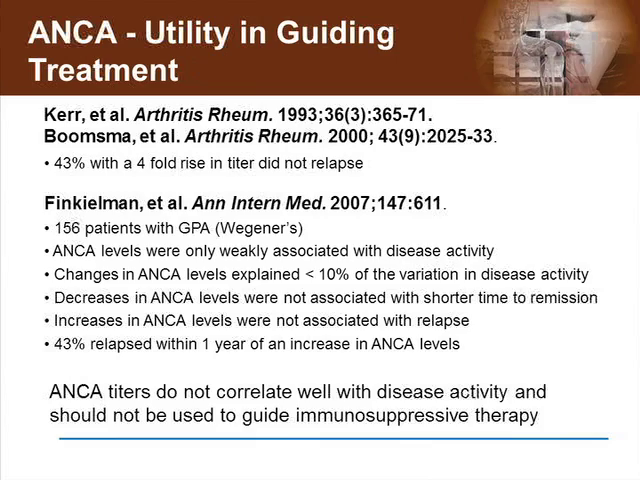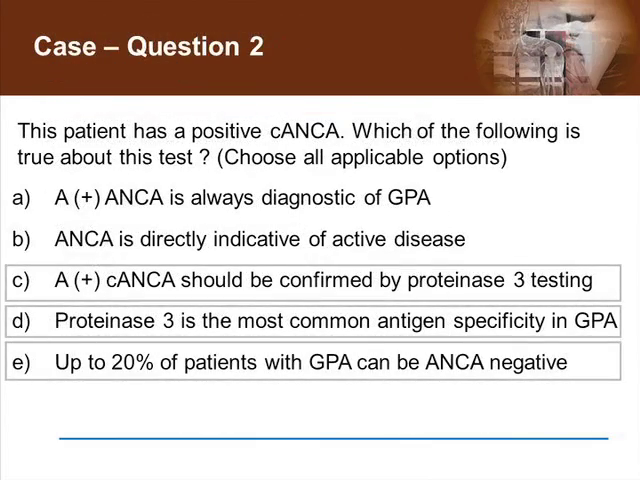immunosuppressive therapeutic decisions. So as we look then at our case question for this patient with a positive C ANCA, what we can see is that a positive C ANCA should be confirmed by proteinase 3 testing. Proteinase 3 is the most common antigen specificity in GPA, and up to 20% of patients with GPA can be ANCA negative. Unfortunately, a positive ANCA is not diagnostic of GPA in all instances, and it is also not directly indicative of active disease.